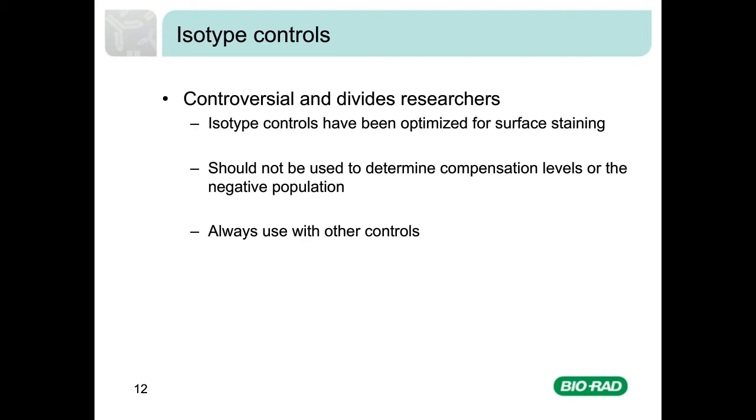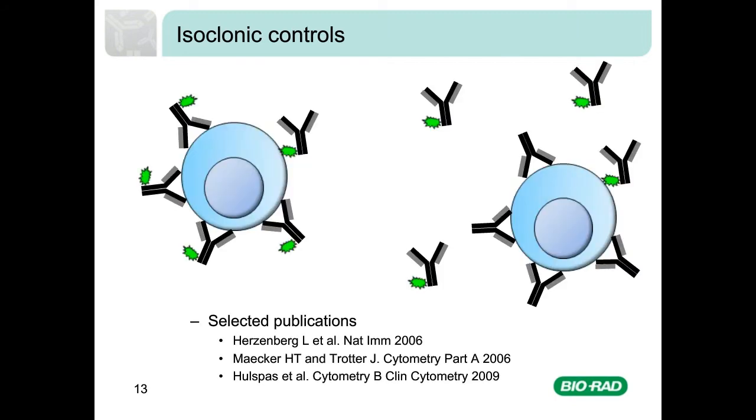There is another control which can help determine specific binding, and that is the isotype control. The isotype control is where cells are stained in the presence of an excess of an identical unlabeled antibody. As we can see here in the figure, regular staining is shown on the left-hand side. On the right-hand side is the inclusion of the isotype control.